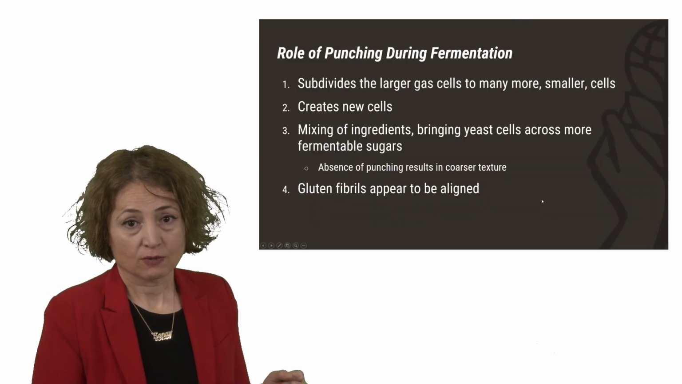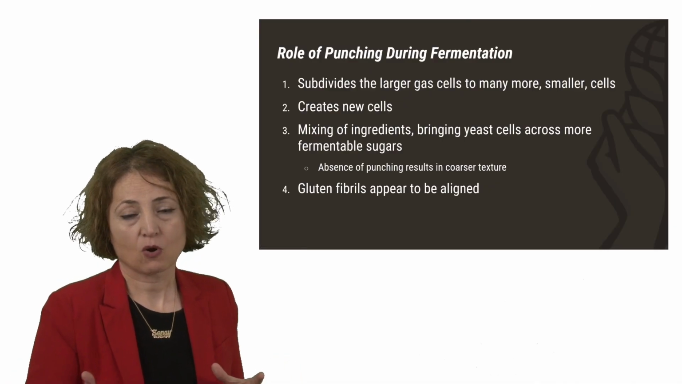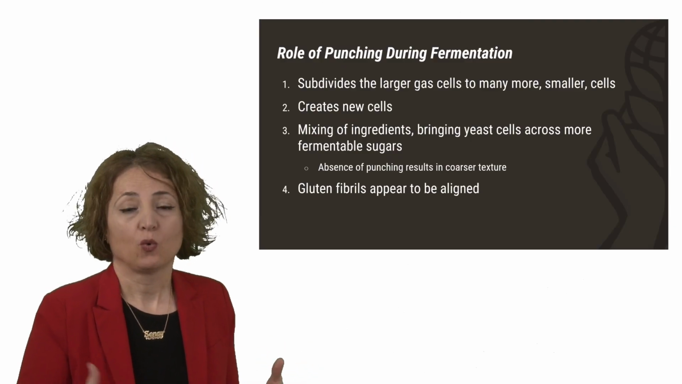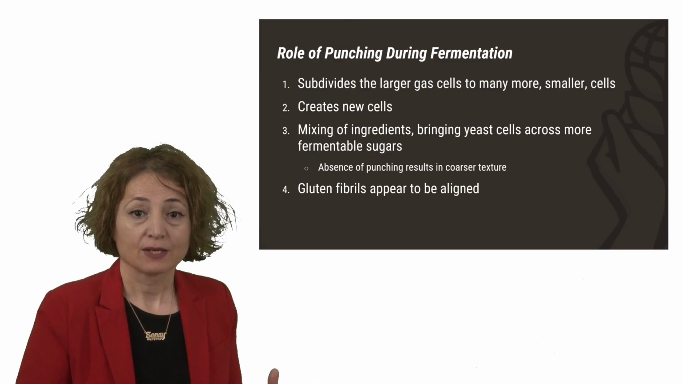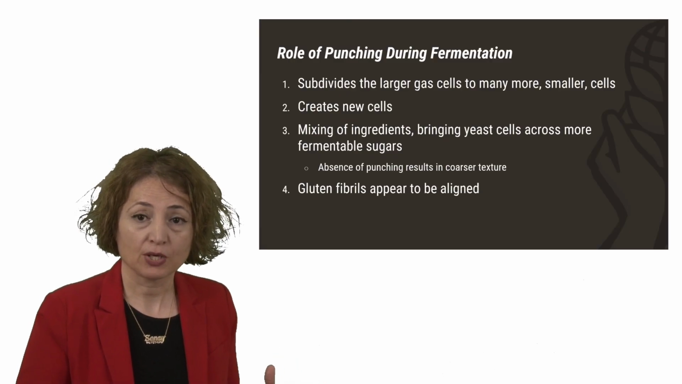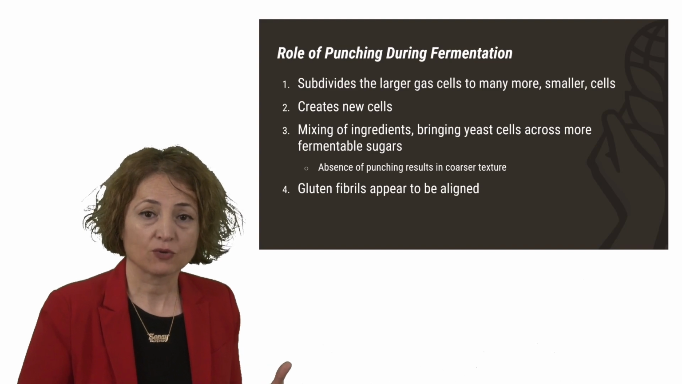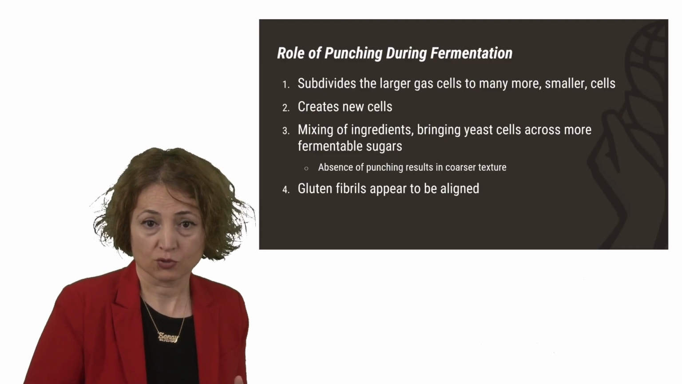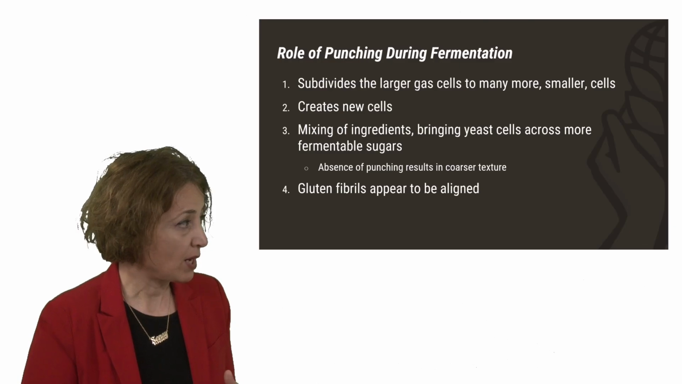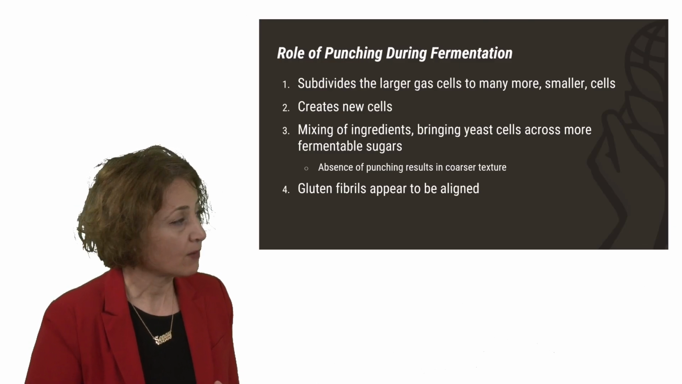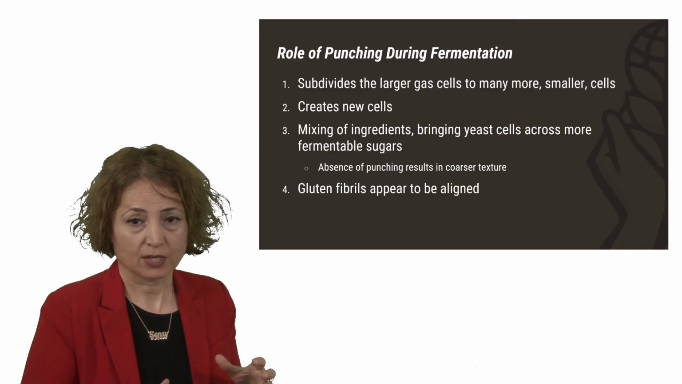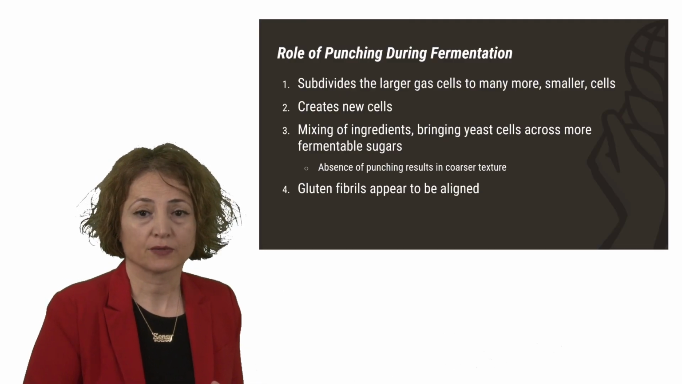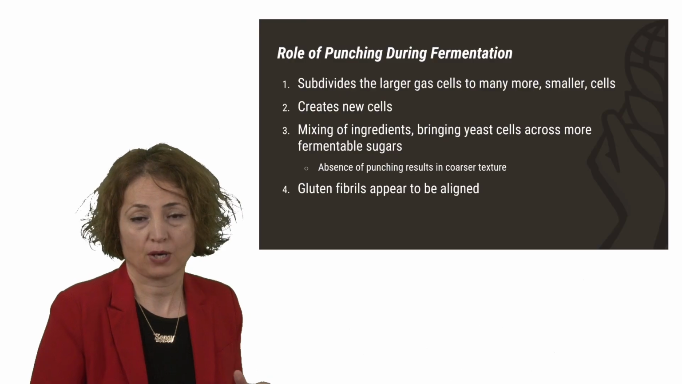So, the role of punching during fermentation. As we discussed earlier in the course, we have multiple stages where we punch the dough and reshape the dough. Why? Because the role of punching is subdividing the larger gas cells into many smaller cells, and those create new cells. It also mixes ingredients, bringing yeast cells across more fermentable sugars. If we do not have punching in the process, we can have a coarser bread crumb, with larger gas cells. Another function of punching is that the gluten fibrils appear to be more aligned.